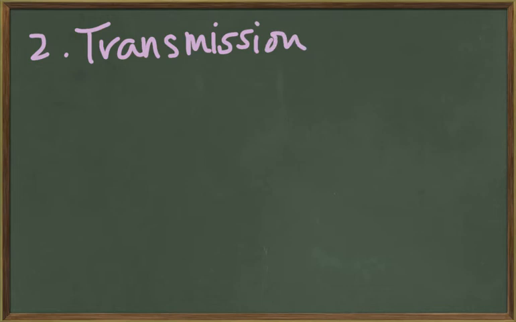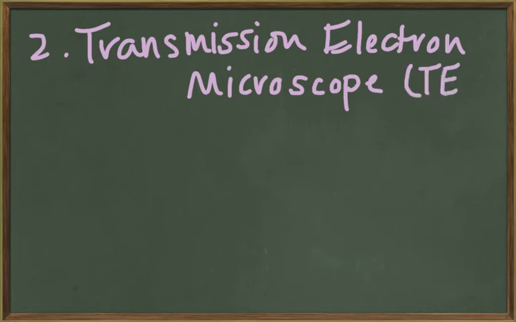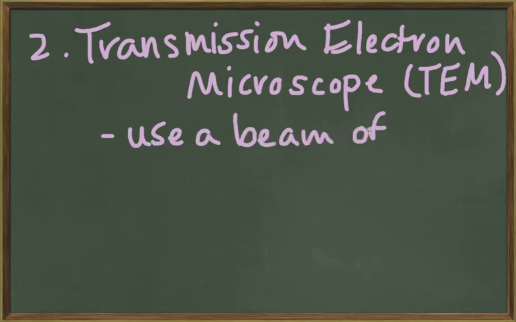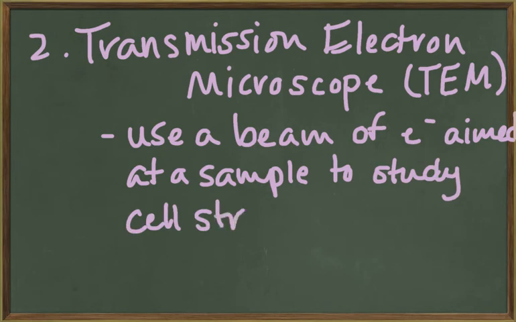The second big type of microscope that you could come across if you do research, and this is the one I used a lot in my research that I did in college with my professor that I worked for, is a transmission electron microscope, otherwise known as a TEM. These use a beam of electrons aimed at a sample to study cell structures and protein molecules.